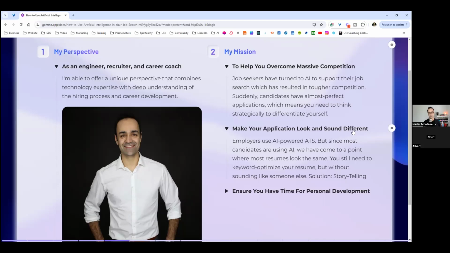You need to start looking and sounding and feeling different to the people you're communicating to. Because ultimately, every employer uses an applicant tracking system. These applicant tracking systems are now AI powered. They're a lot smarter, faster, and quicker. They're able to go through a lot more content, differentiate it, and rank it differently. So you still need to do the good old keyword optimization. You still need to do that.